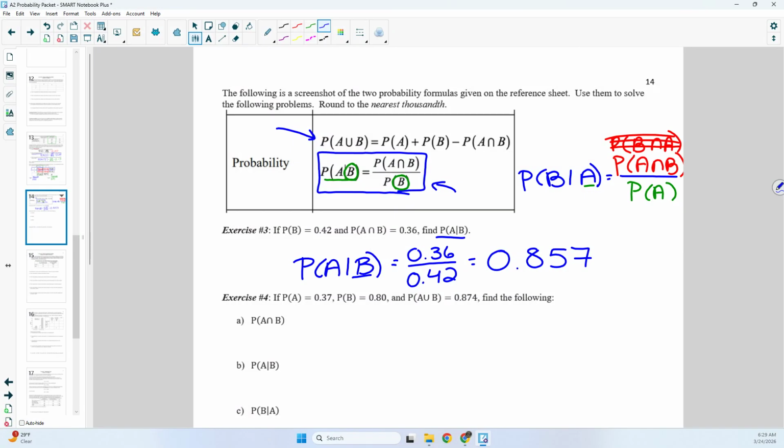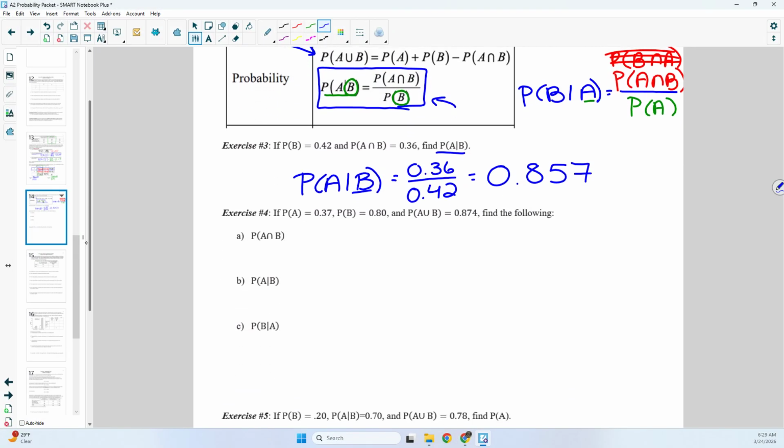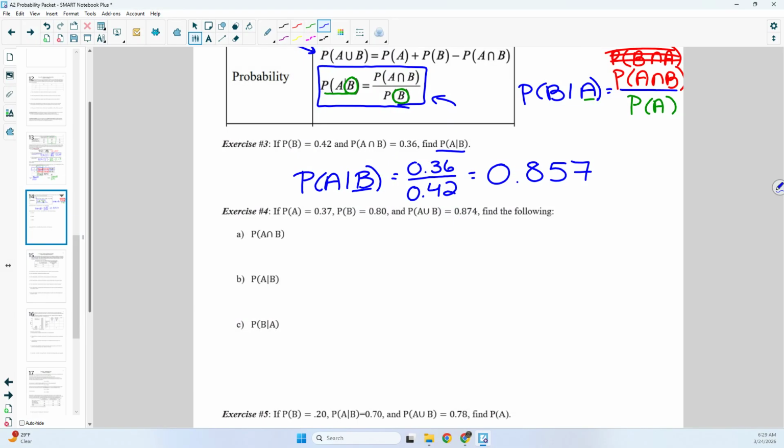So here's another one, and we have 3 probabilities now, and we're asked to find different things. We know the probability of A, the probability of B, and the probability of their union. Once I see the union, I know I'm going to have to do something with that top formula, at least to start out. If I want the probability of A and B, nothing yet is talking about a conditional probability, so I'm using the first formula. So the probability of A union B, which is 0.874, equals the probability of A plus the probability of B minus the probability of A and B.